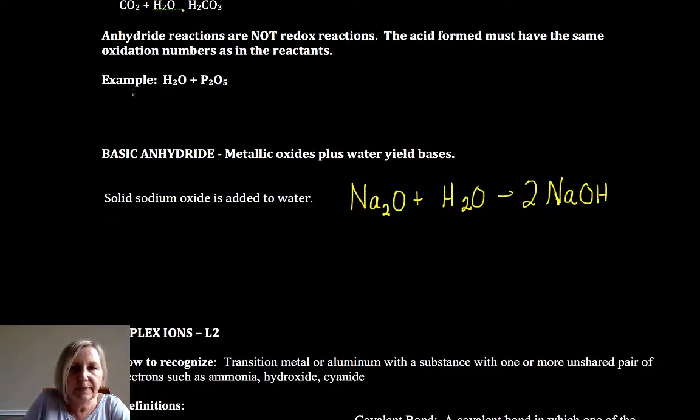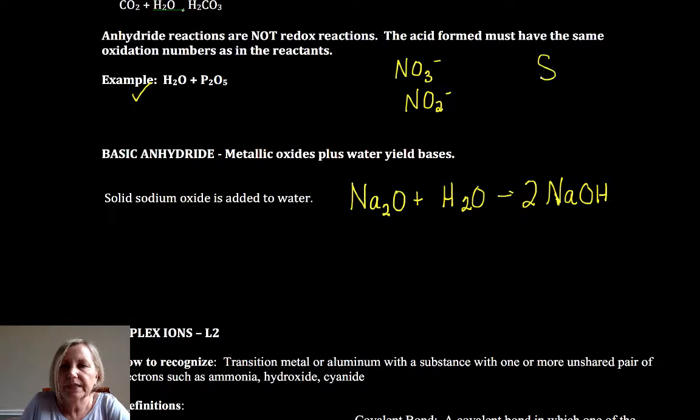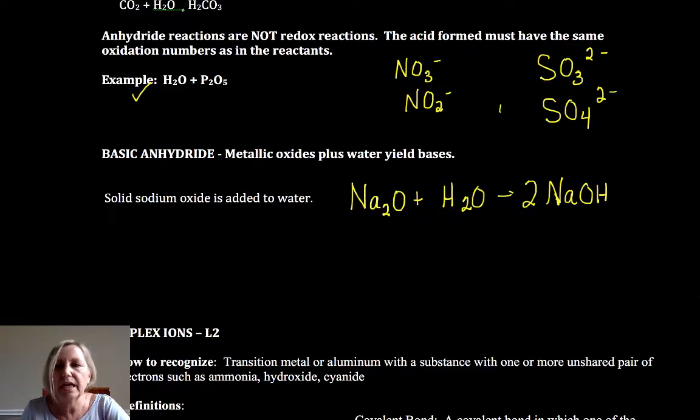So hopefully this helps you a little bit. I know these, especially these acidic anhydrides, are challenging. So you may want to memorize some of your common ones like nitrogen is likely to be nitrate or nitrite. Sulfur, we have the sulfite ion or the sulfate ion. So you can often figure it out just by knowing your common polyatomic ions for your acidic anhydrides.